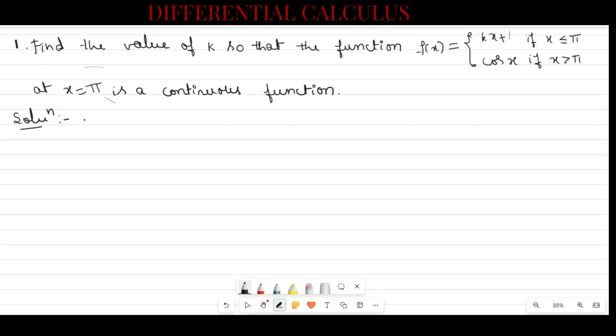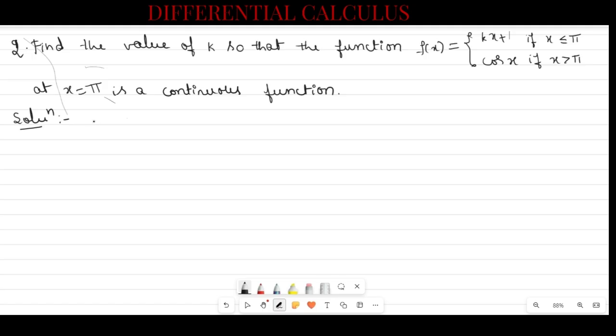So now we move on to the second question. Find the value of k so that the function f of x equals kx plus 1 if x is less than or equal to pi, and cos x if x is greater than pi, at x equal to pi is a continuous function. This is actually the second question. The same thing, even this is a 4 marks question. See, in the question itself they have given that the function is continuous.